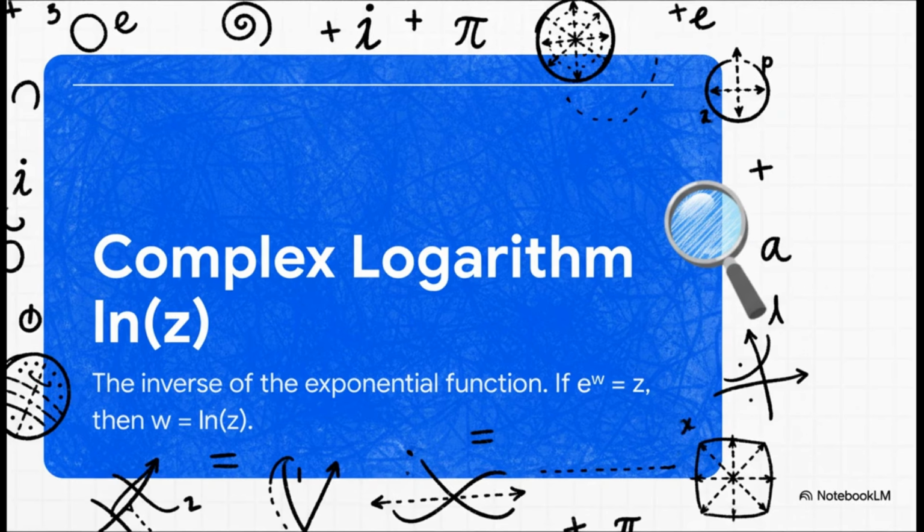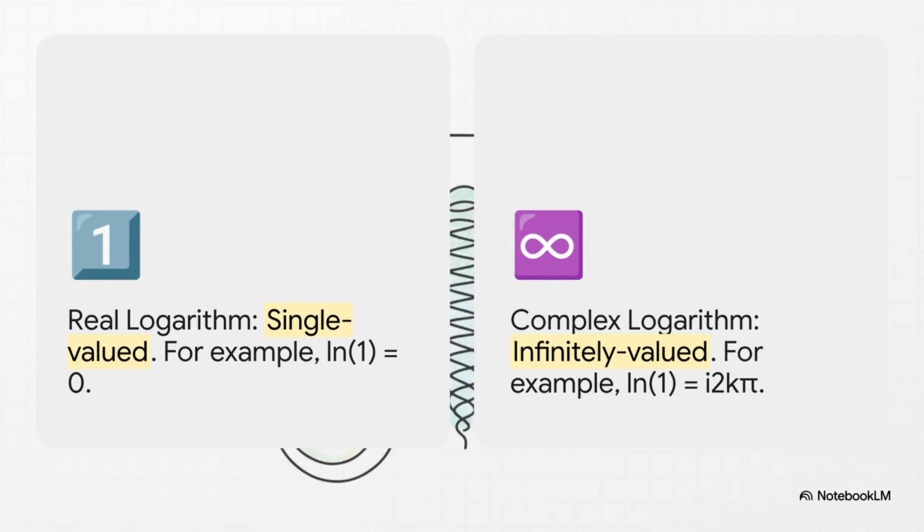If the exponential function takes an input w and gives you z, the logarithm is just the tool that takes that z and tells you which w you started with. It just undoes the exponential. But here's where things get really, really strange. In the real world, the natural log of 1 is just 0. That's it, one answer. But in the complex world, it's a whole different ballgame.